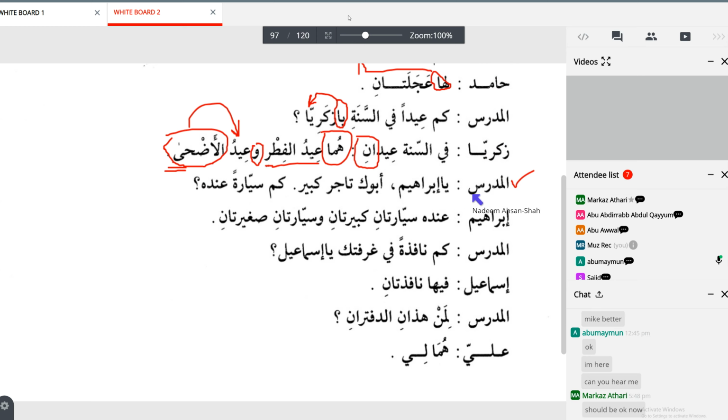Can you see my screen? No, the screen is messing up, so I'm looking at the book because I can't see the screen, even though I minimized it. Go ahead, Ibrahim.